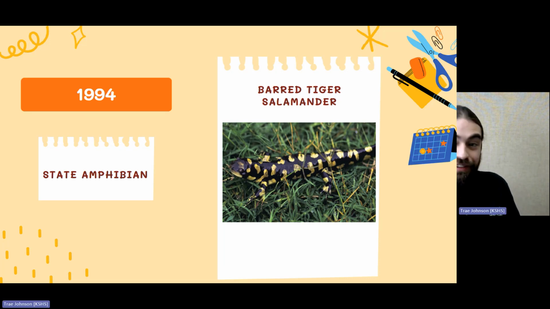In March of 1993, a second grade class at Wichita, Kansas's OK Elementary School got the ball rolling to make the barred tiger salamander the state amphibian of Kansas. Through much work and many learning opportunities for the students, it was officially made the state amphibian in April of 1994. The barred tiger salamander has a tiger-like look due to the yellow spots on its body. While its adult life is spent on land, its larval stage is completely aquatic.